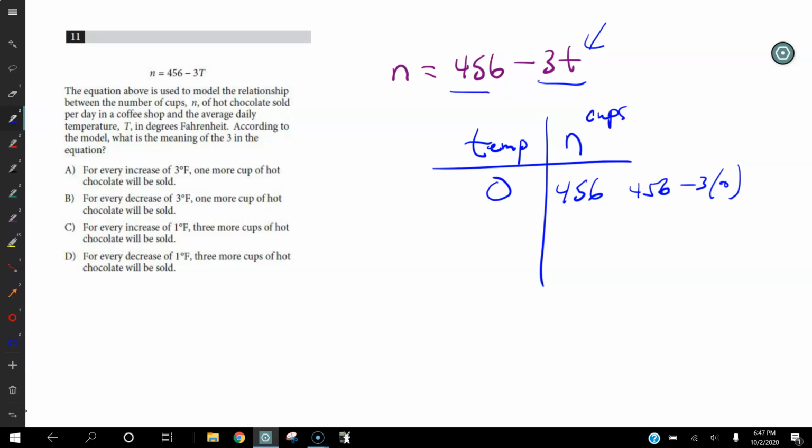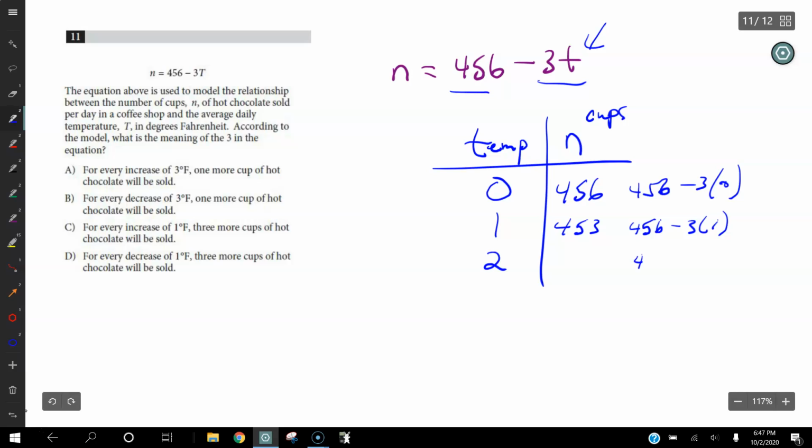Well, if it goes up to 1 degree outside, that's going to be 456 minus 3 times 1, which is going to give me 453. So we dropped. If we put a 2 in there, it's going to be 456 minus 3 times 2, which is 450. So it looks like every time the temperature goes up by 1 degree, we sell 3 fewer cups of hot chocolate. So let's find that over here.